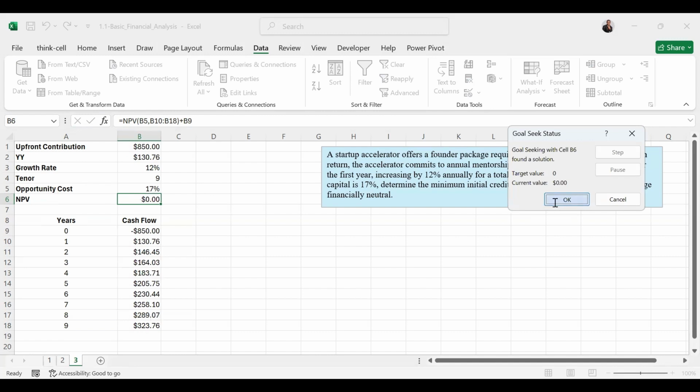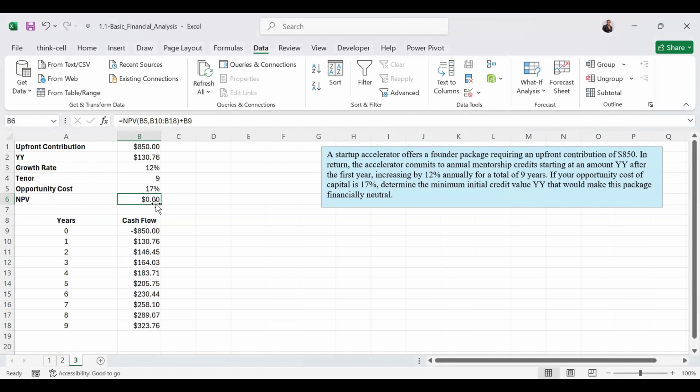and OK. So you can see now our NPV is equal to 0, which makes our YY neutral, and our YY is now $130.76. So any payment, anything above this $130.76 is a good investment. Anything below it is a bad investment. And this is just a simple way we can use Goal Seek to perform our financial calculations in Excel. I hope you've been able to find this video helpful.